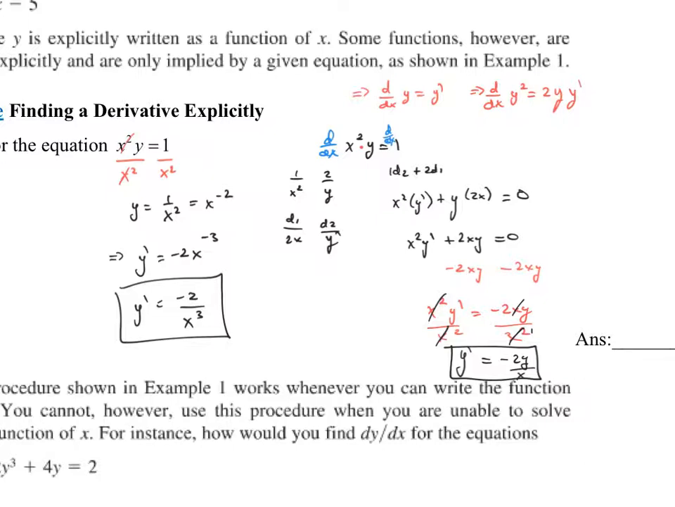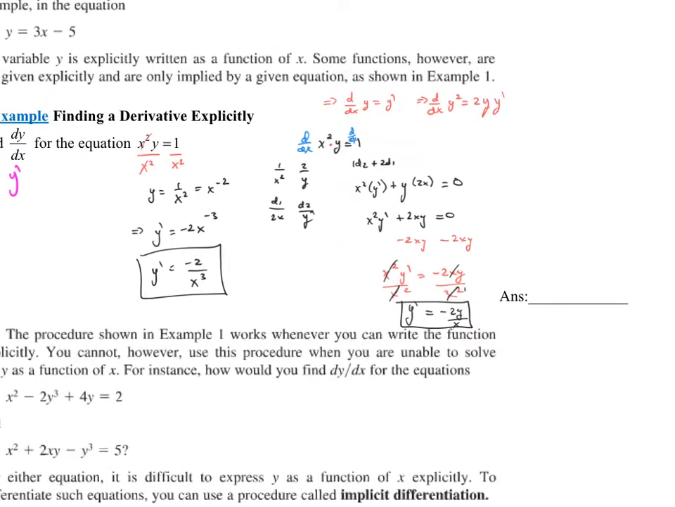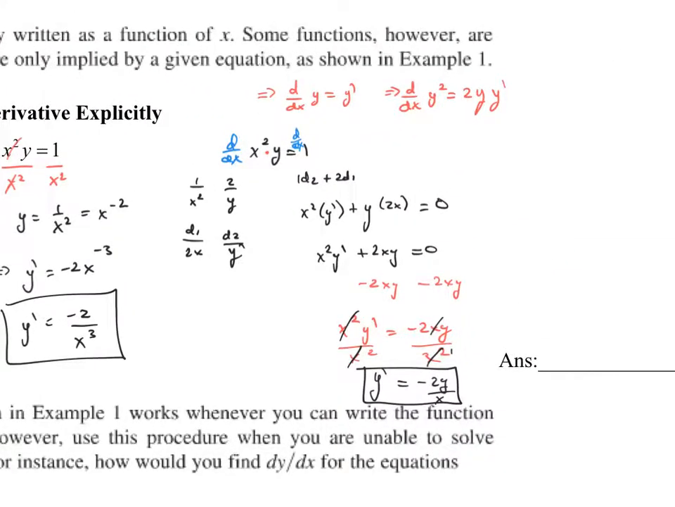And that's perfectly fine. So that's the technique of implicit differentiation, rather than having to solve for y, which we can't always do, because you can't do it in equations like x squared minus 2y cubed plus 4y equals 2. You can't solve for y. That doesn't mean that we can't differentiate using the chain rule, knowing that the derivative of y is y prime. So for instance, the derivative of y squared would be 2y y prime. The derivative of y cubed would be 3y squared y prime. Don't forget that y prime. And then just solve for y prime.